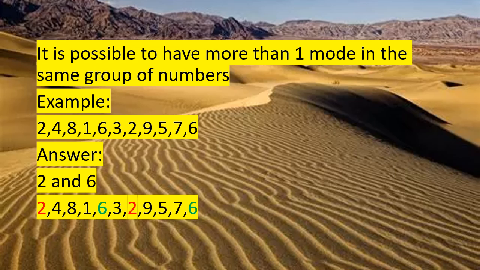It's possible to have more than one mode in the same group of numbers. So if we have, for example, 2, 4, 8, 1, 6, 3, 2, 9, 5, 7, 6, we have 2 numbers, number 2 and number 6, which each appear 2 times. So they are both the mode, 2 and 6.